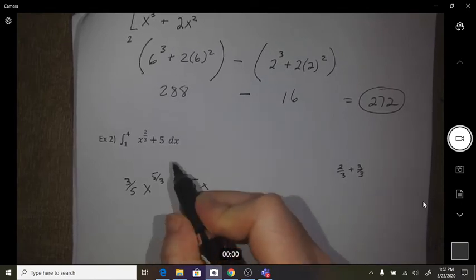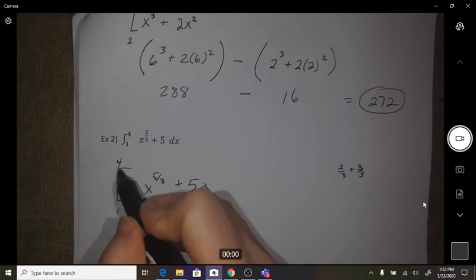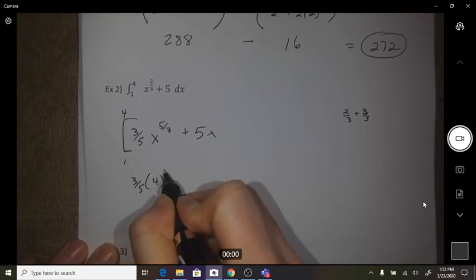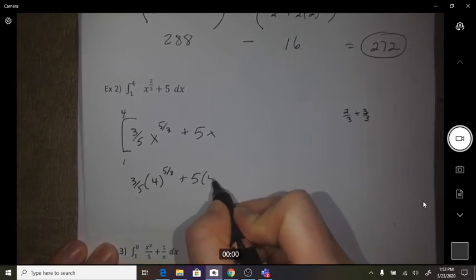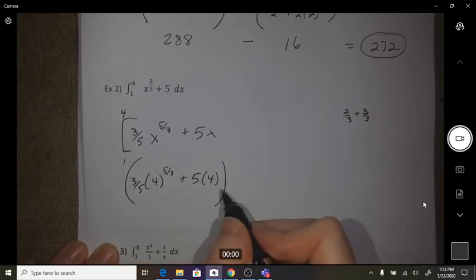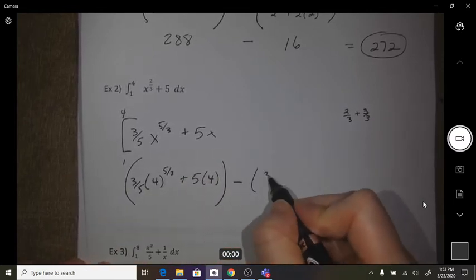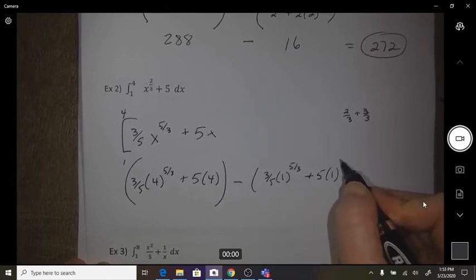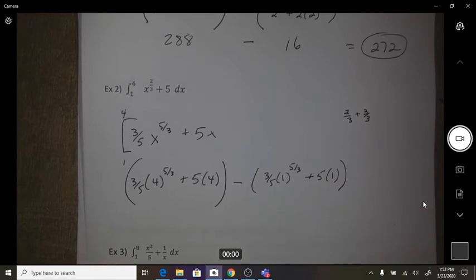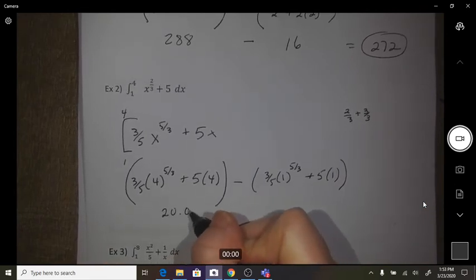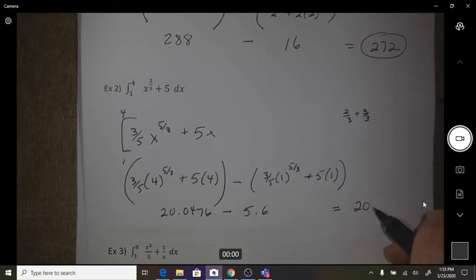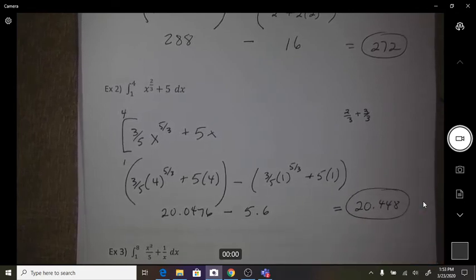And the antiderivative of 5 is 5x. You're going to evaluate it from 1 to 4. Okay, so 3/5, 4 to the 5/3 plus 5 times 4. Okay, so there I inputted a 4, subtract. Now I'm just inputting a 1. Okay, so this is 20.0476, and this comes out to 5.6. So subtracting, you get 20.448.